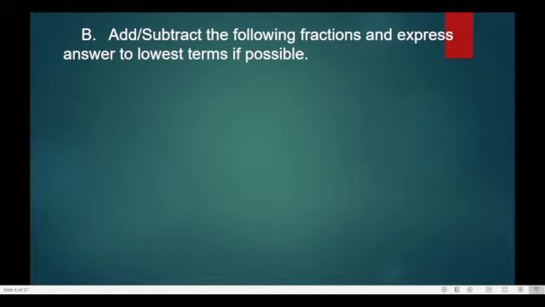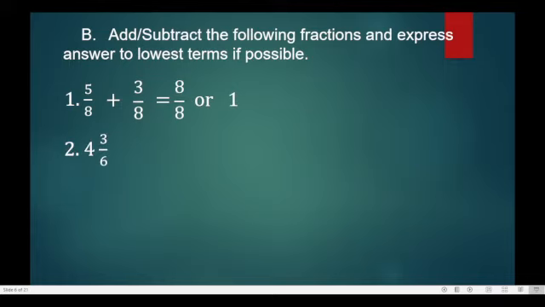Okay. Add and subtract the following fractions and express the answer in lowest terms if possible. So you have 5/8 plus 3/8. So 5/8 and 3/8 are similar fractions. In adding similar fractions, add the numerators, copy the same denominator. So 5 plus 3 is 8 over 8, or 1.